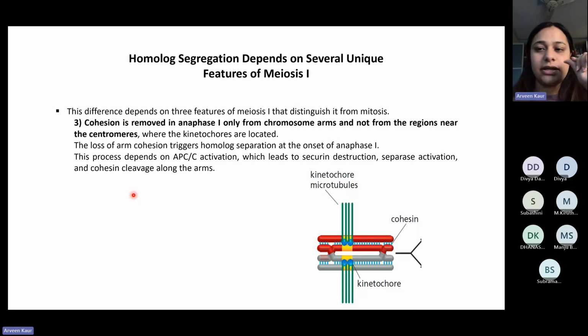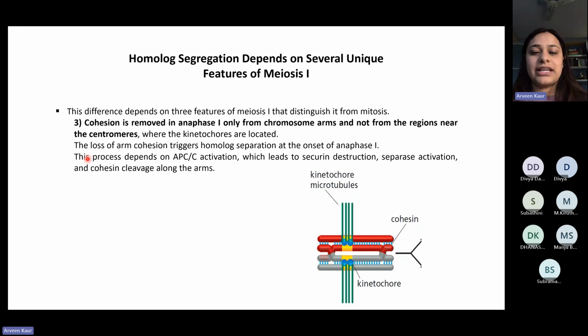There will be one additional thing that we will see in this. So, what are we saying? When cohesion is removed, as happens during mitosis and also during meiosis 2, the cohesin rings are removed through the action of separase. In anaphase 1, it is only removed from the arms of the chromosome. It is not removed from the centromere region, or from the regions near the kinetochores. The loss of arm cohesion triggers homolog separation at the onset of anaphase 1.